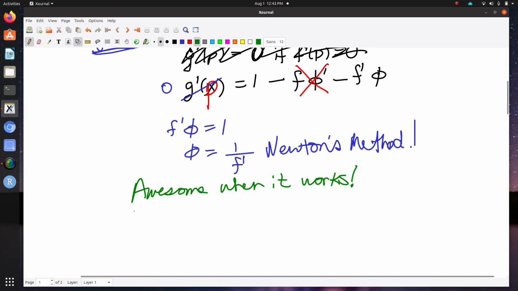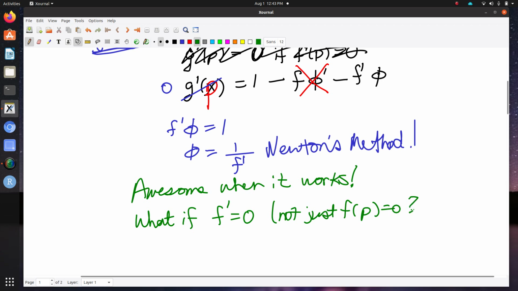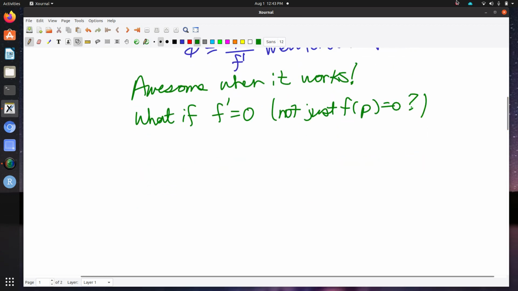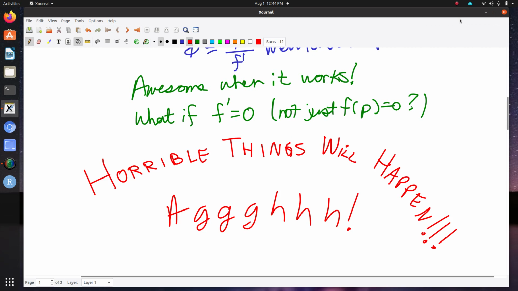What happens, for example, what if, this isn't exactly what happened in the homework, but it was close to this. What if f of p equals 0, but f prime is also 0? Now, if that happens, what happens? Horrible things will happen.